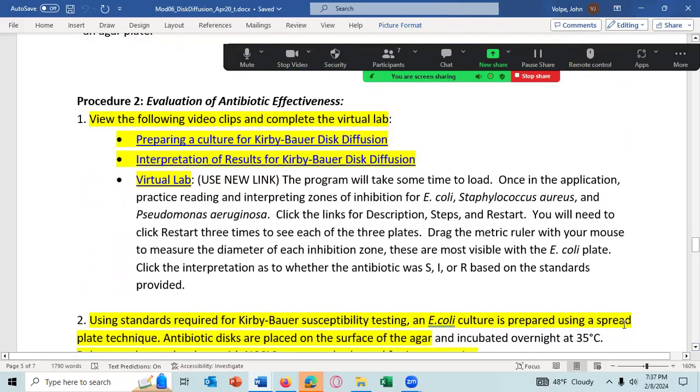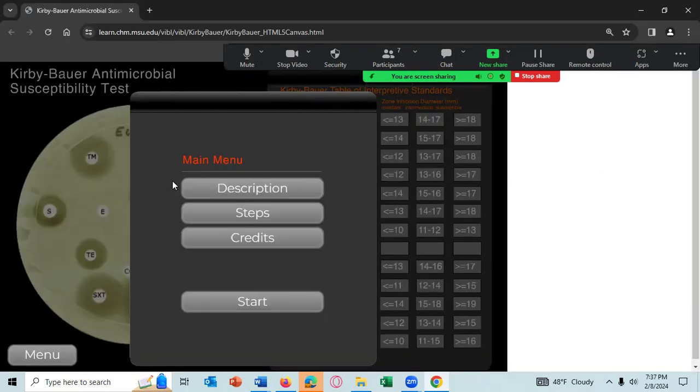All right, procedure 2 is going to look at the evaluation of antibiotic effectiveness. View the video clip for preparing a culture for Kirby-Bauer disc diffusion. And then we have another video for you to watch on interpretation of the results for the Kirby-Bauer disc diffusion method. And then we have a virtual lab on the Kirby-Bauer method. What you're going to want to do is hit start.